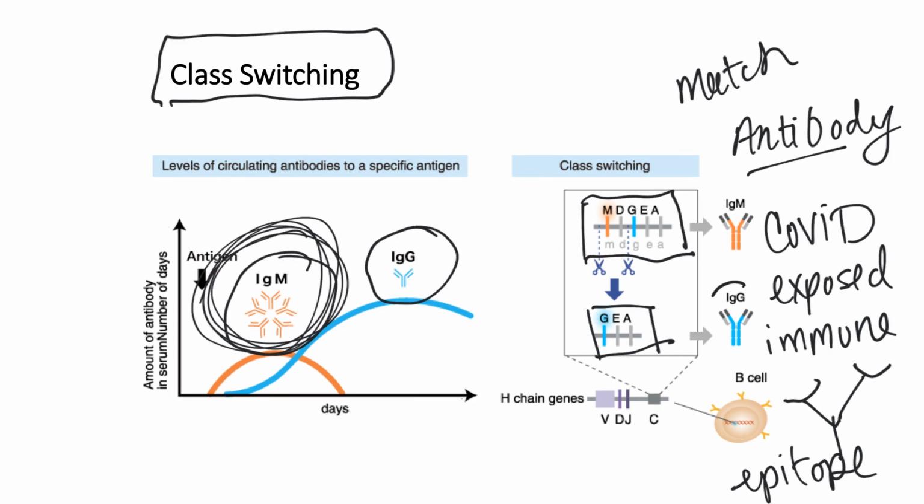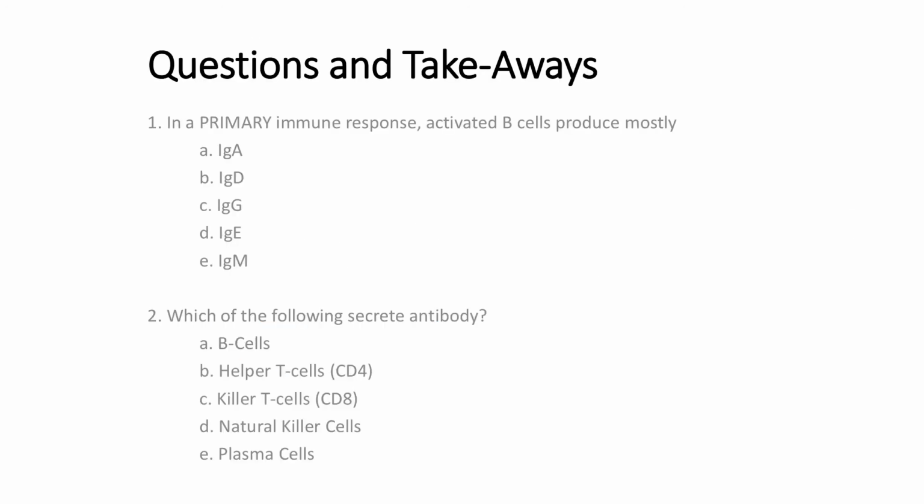All right, I hope you learned some things about the various parts of the immune system, and in the next talk, we'll put them all together. If you want to take a look at these questions, we'll go over them very quickly. In a primary immune response, activated B cells and then their pathways, including plasma cells, the antibody factories, produce mostly IgA, IgD, IgG, IgE, or IgM. We have our pentamer, our ninja throwing star. That's our primary infection. Which of the following can secrete antibody?